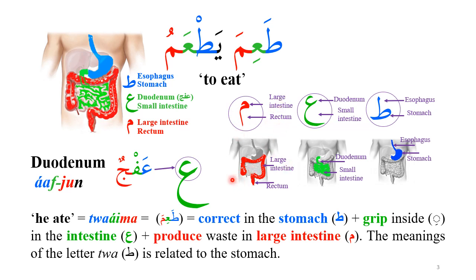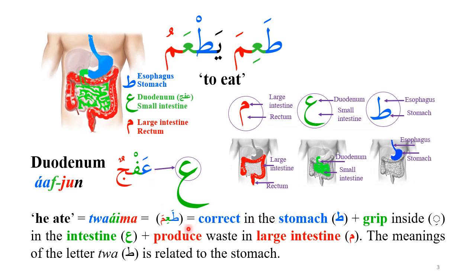Notice how the upper part of the large intestine looks like the upper part of the meme, and the lower straight part looks like the rectum. So esophagus and stomach is twa, and the ain for the afjun, which is the duodenum, and then the meme is for the large intestine, and the straight part is for the rectum. So you see, it draws a picture of the human gastrointestinal tract, the word for to eat in Arabic. There are other words for eating actually, and I will explain them inshallah in a later video.